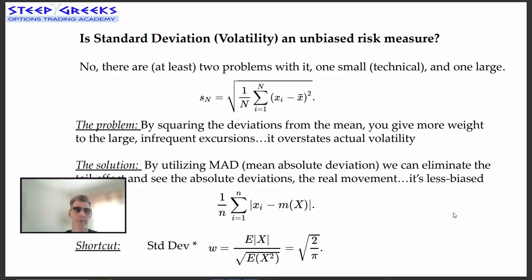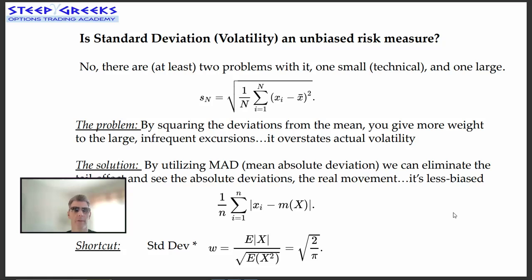Today we ask the question, is standard deviation, or volatility, an unbiased risk measure? Simple answer is no. And there are at least two problems with it. One small and technical, which can be corrected, and one large, which at this point is never going to be corrected. So let's take a look.